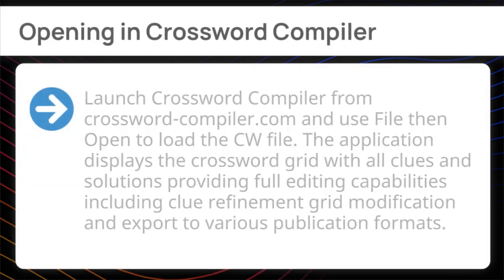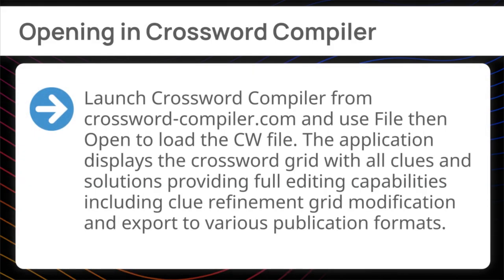First, opening in Crossword Compiler. Launch Crossword Compiler from crosswordcompiler.com and use File then Open to load the CW file. The application displays the crossword grid with all clues and solutions, providing full editing capabilities, including clue refinement, grid modification, and export to various publication formats.